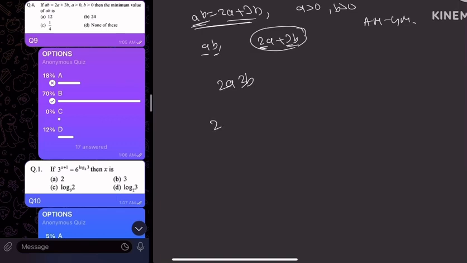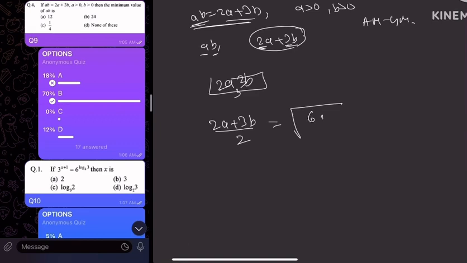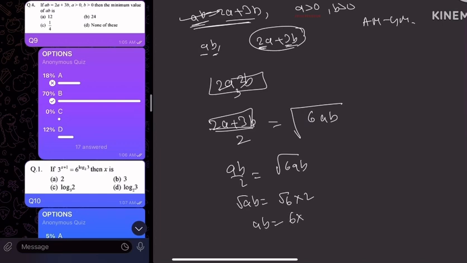So the sum of the terms, 2A and 3B, these are the terms. So 2A plus 3B over two terms is greater than or equal to root over the product. So 2 into 3 is 6, 6AB. We know that 2A plus 3B is what? It is AB. So AB by 2 equal to root over 6AB. Cancelling this, this will be root AB equal to root 6 into 2. We need the value of AB. So square both sides. Squaring, we get 6 into 2 square is 4. So 24 is the answer to this question. That's it. Done.